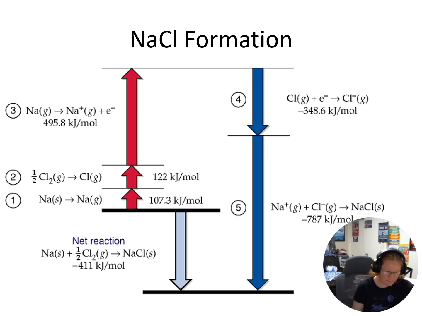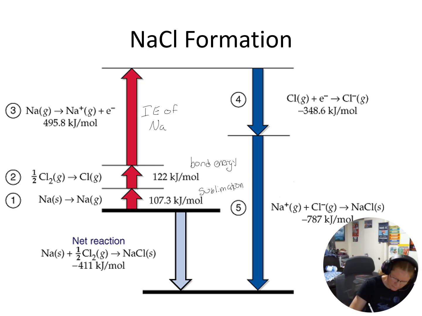All right, so here I've got some numbers put in. You can see what's costing energy, what we're getting energy from. So up here, this is that ionization energy. Okay, this was a bond energy. This was the sublimation. Okay, here is my delta H of formation. This is my electron affinity. Okay, and then this over here was my lattice energy.